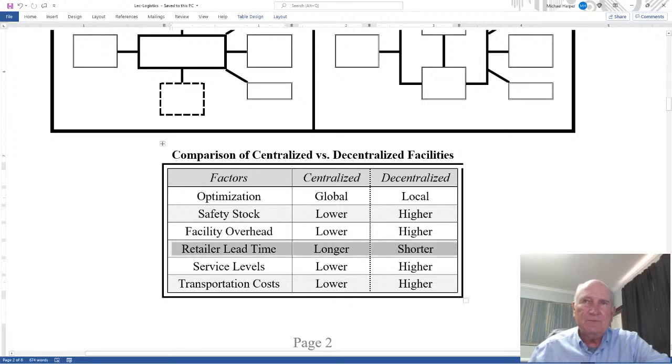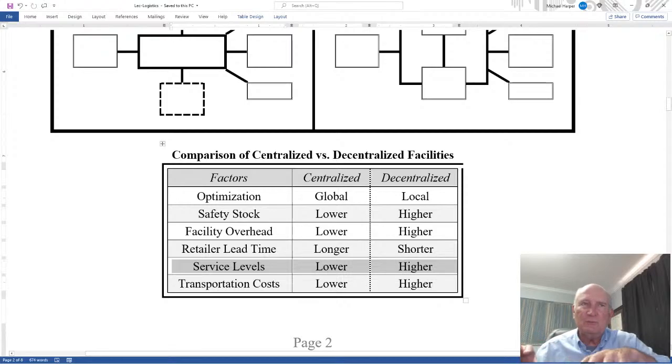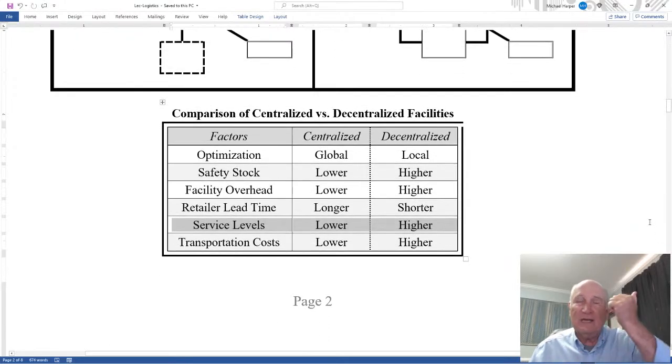Retailer lead time. Well, it'll be longer with centralized because it goes all the way upstream and downstream. It's shorter with decentralized because the last mile is going to be more local and decentralized. Service levels are lower for centralized and higher for the decentralized, again, because you have multiple inventories closer to the demand. And the service levels are lower for centralized because you have the supply further from the demand, because the lead time is greater.